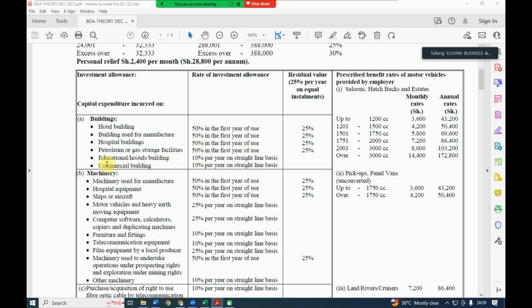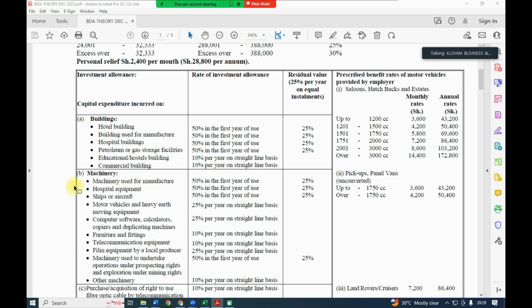Then, we're dealing with education or hostel building and commercial building. This one, they are at the rate of 10% per annum on straight line basis, just 10%. When you talk about straight line for a period of 10 years, you'll claim it 10, 10, 10 for a period of 10 years, 10% per year on straight line basis. Then for machinery, those are buildings.